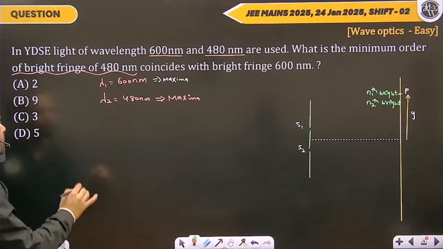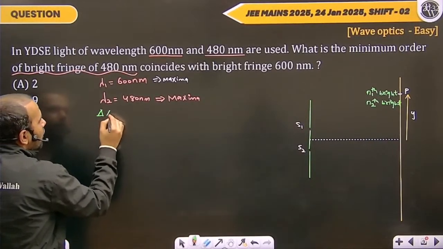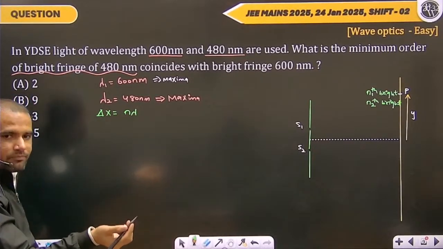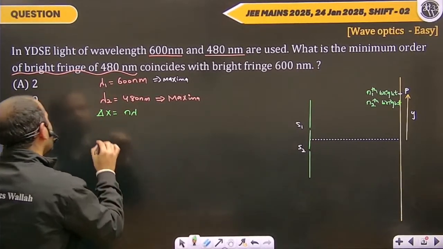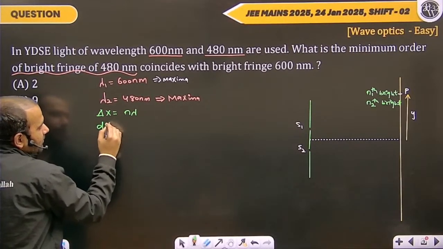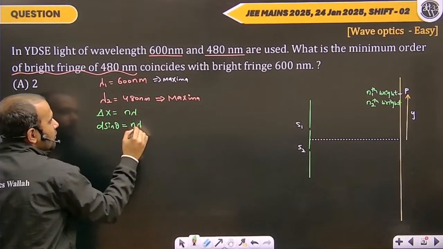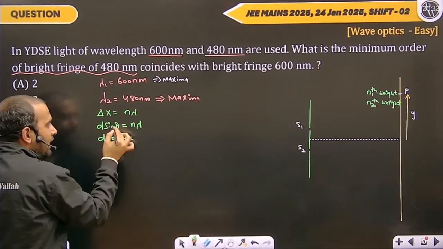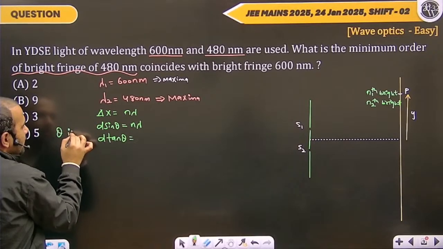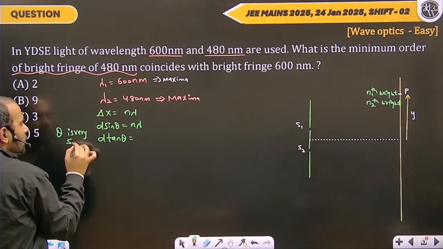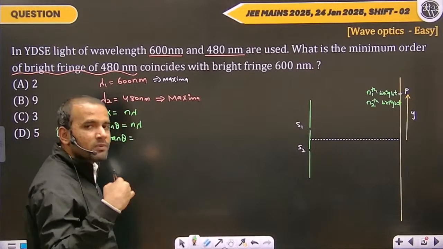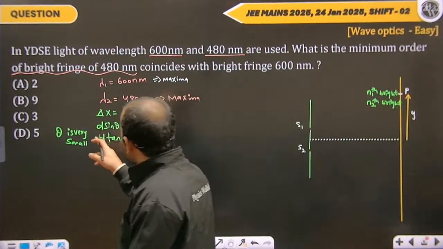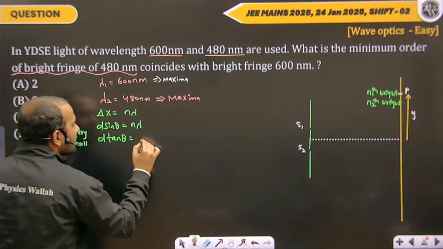Now what we can do, we all know that for maxima delta x is how much? Delta x is basically n lambda for YDSE, right? Delta x can be written as d sin theta, and d sin theta will be equal to n lambda, and d sin theta can be written as d tan theta. From the small angle approximation, theta is generally very small in YDSE because capital D is much larger than small d. So theta is very small. In that case, d tan theta can be written as n lambda.